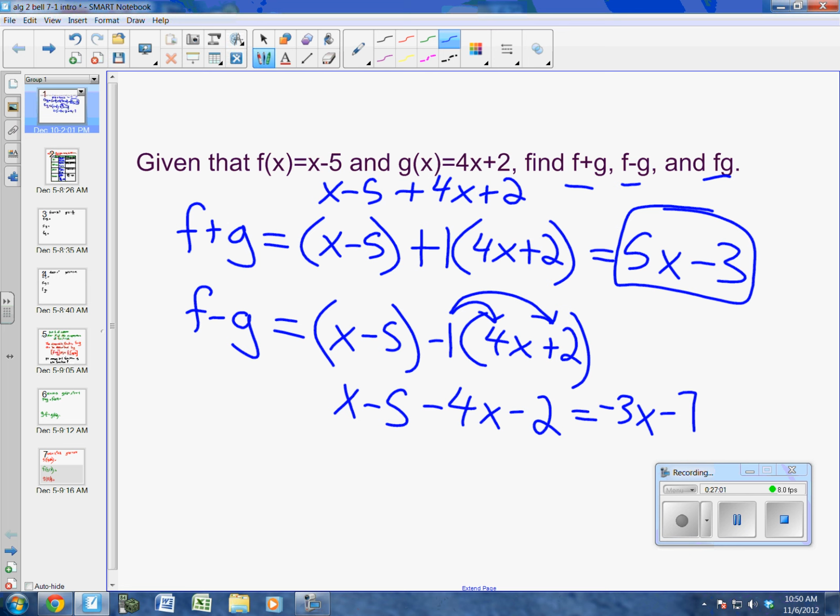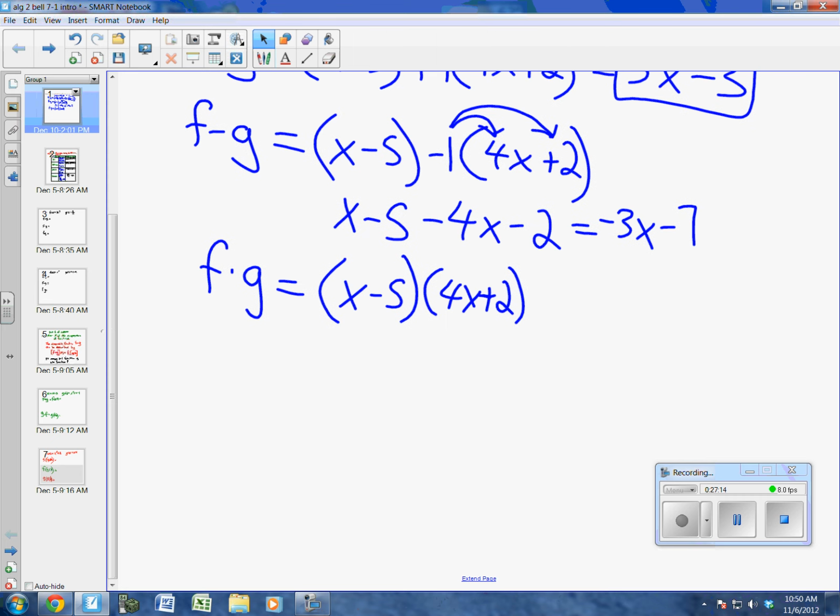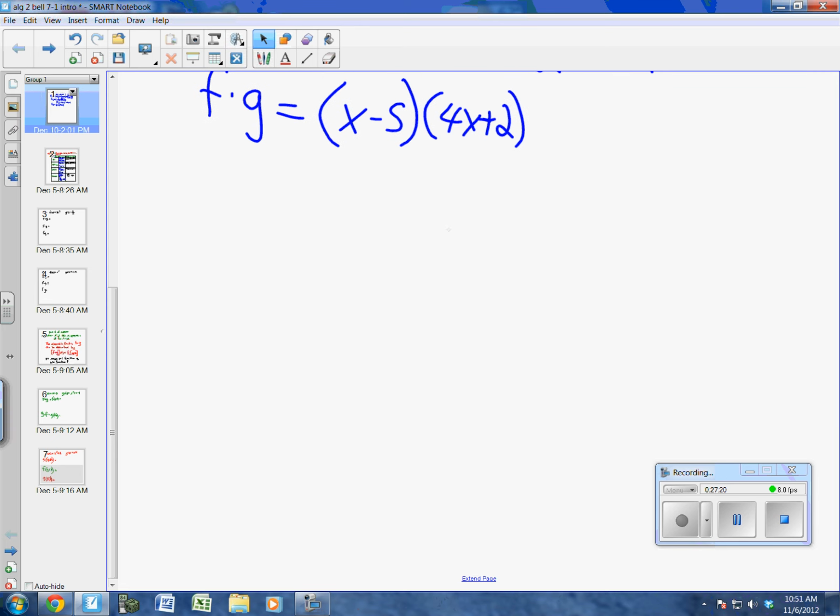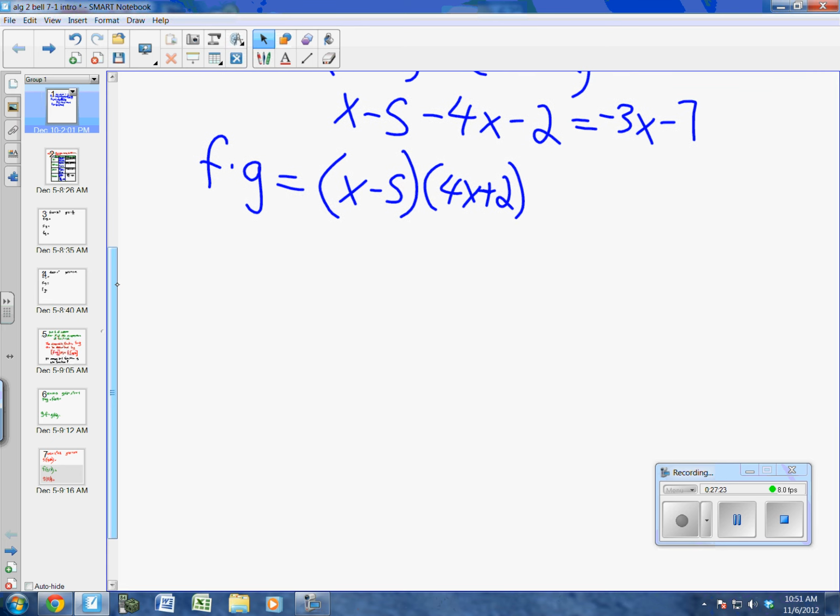The last operation. F times G. This is where we're going to multiply, you guys. I have x minus 5 times 4x plus 2. I'm going to move this up. Okay, so this time now we're multiplying f times g. This is where we have to distribute, right? So I've got to times the x by both terms in the other binomial, and the negative 5 by both terms in the other binomial.